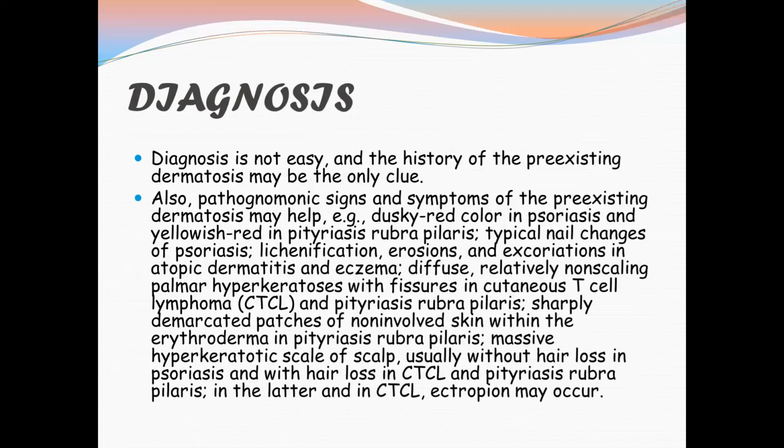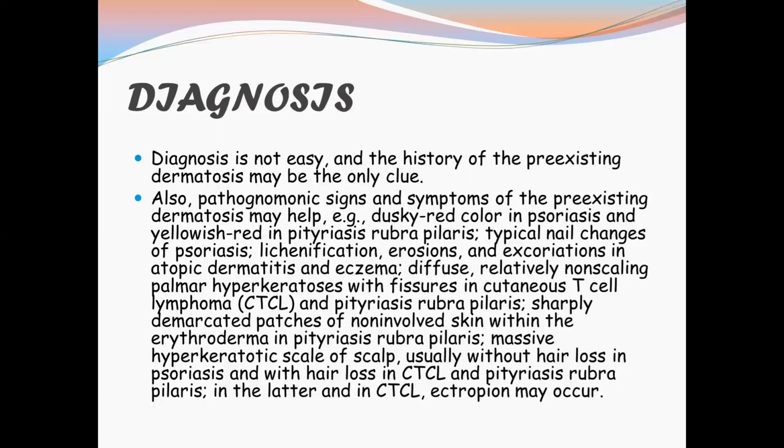Lymph node biopsy when there is suspicion of lymphoma. So, diagnosis. One thing you need to know is that diagnosis is not easy, and the history of pre-existing dermatitis may be the only clue. Also, pathognomonic signs and symptoms of the pre-existing dermatitis may help, such as disky red color in psoriasis and yellowish red in pityriasis suprapilaris. Typical nail changes of psoriasis, lichenification, erosions and excoriations in atopic dermatitis and eczema.